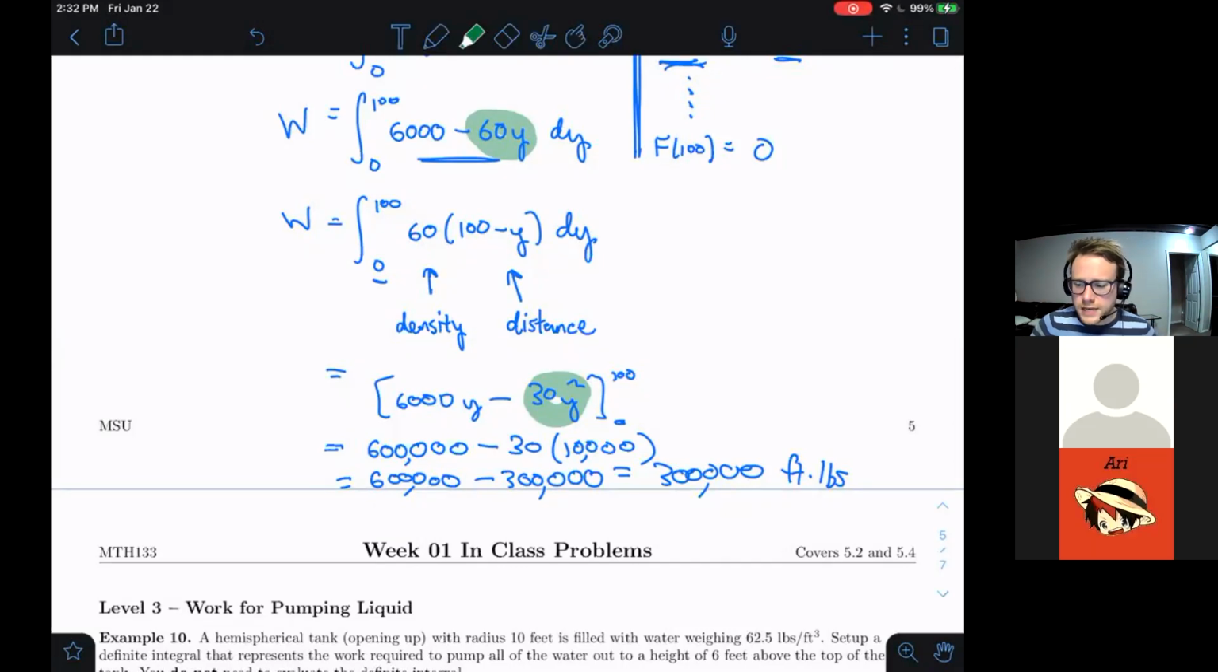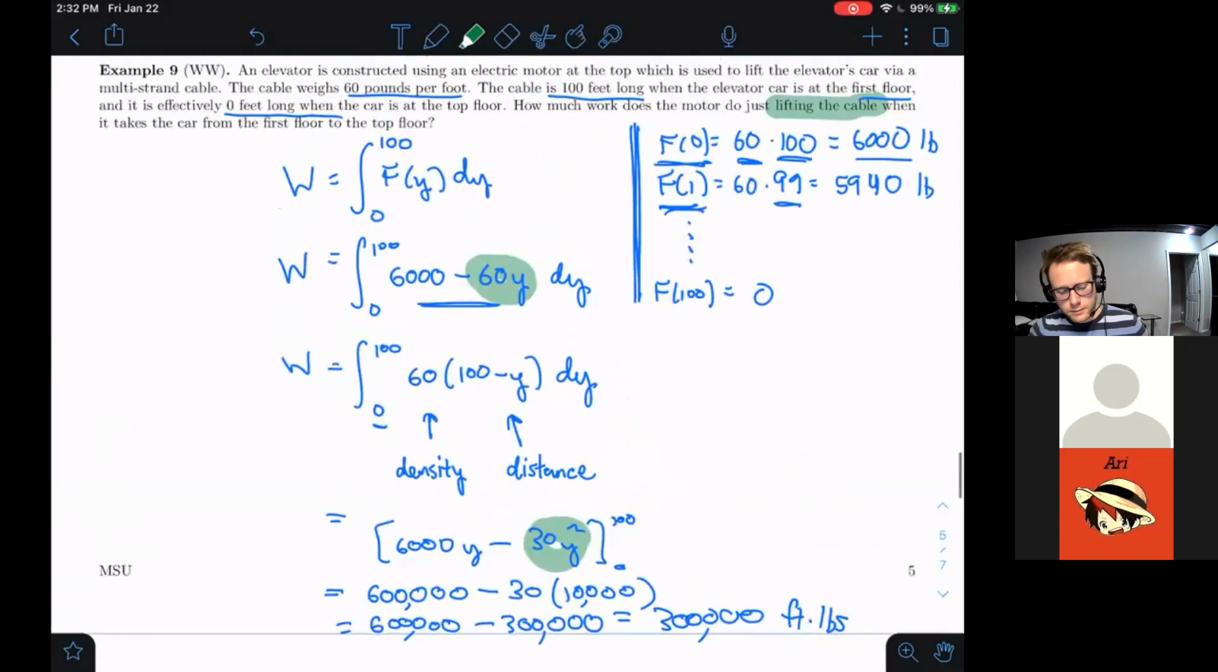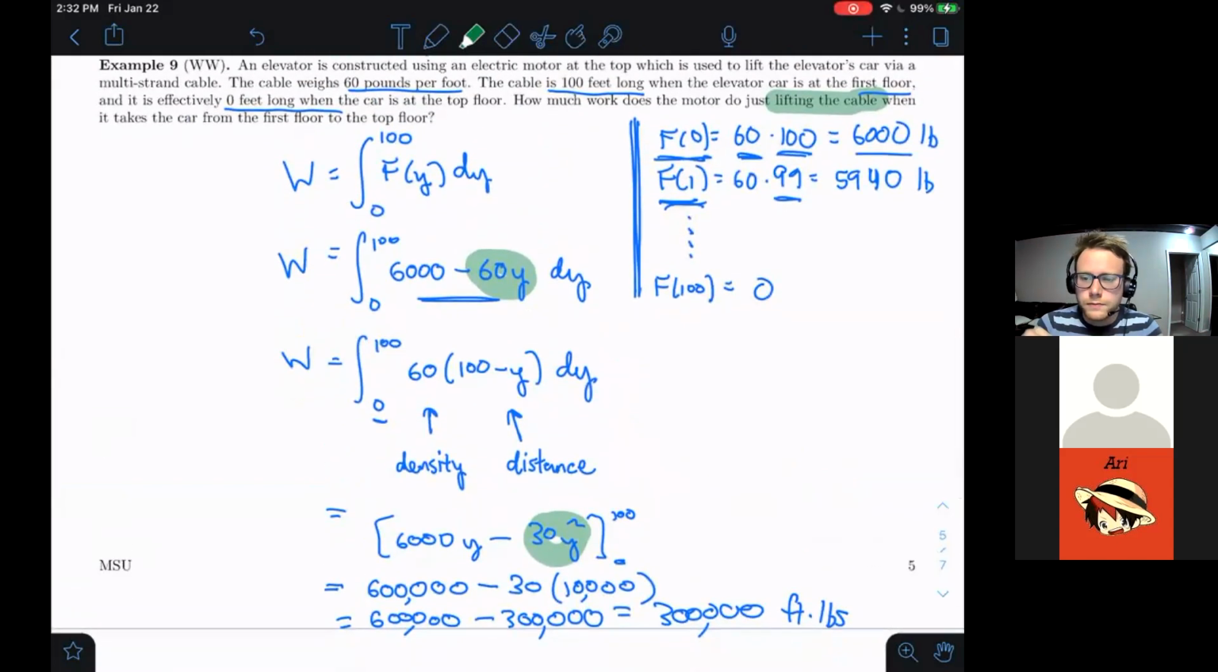Hi, can you hear me? Yes. All right, perfect. Couldn't you just use 60y and just integrate that? Then you get y squared divided by 2 and multiply by 60, you get 30y squared. And if you just square 100 and multiply by 30, you get 300,000. And that's like 3 steps at best.